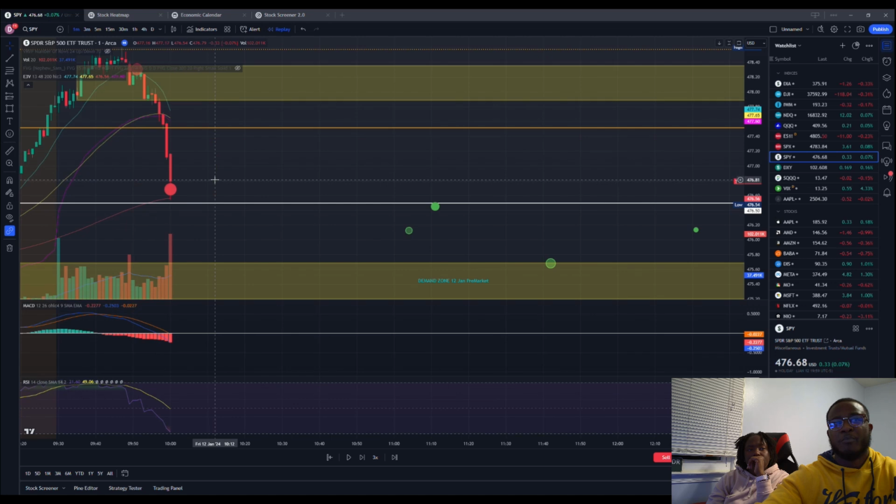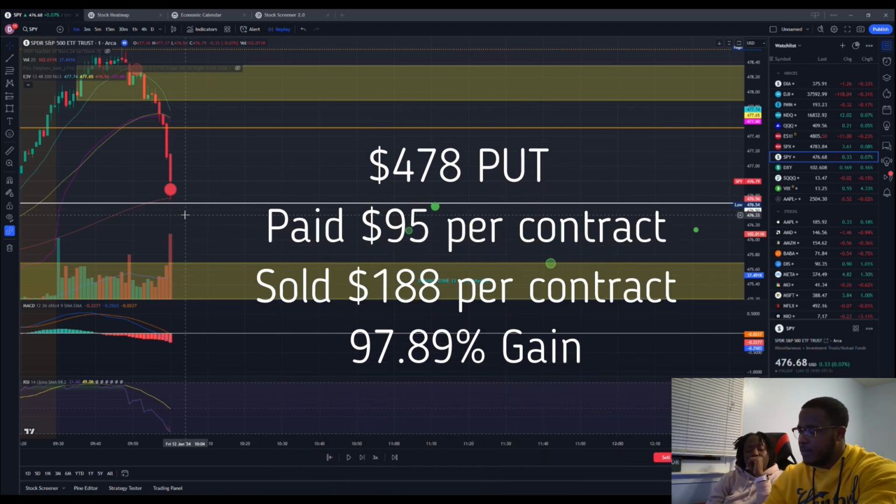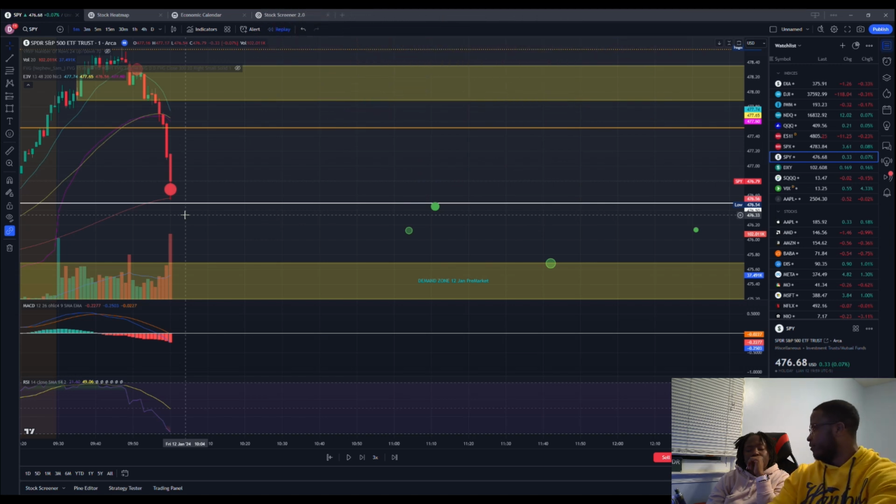Came down, bounced off of the 200-day moving average, and that's when I took profit. So on that trade right there, we got a 97.89% return. So that was what you would consider a home run play.